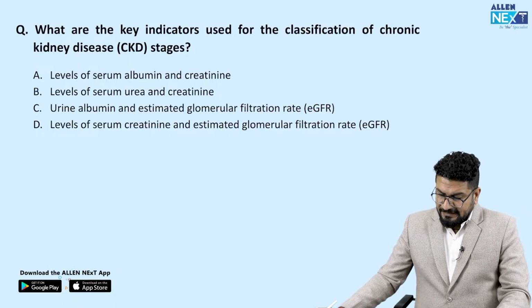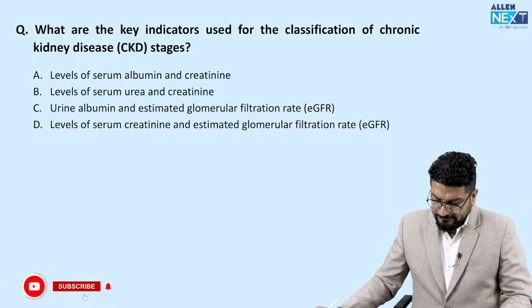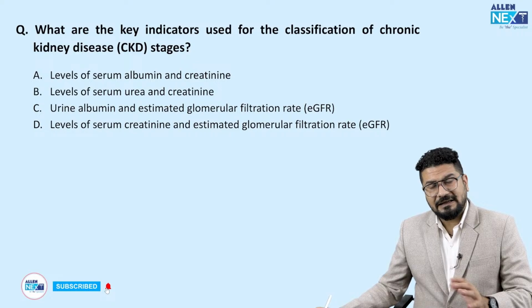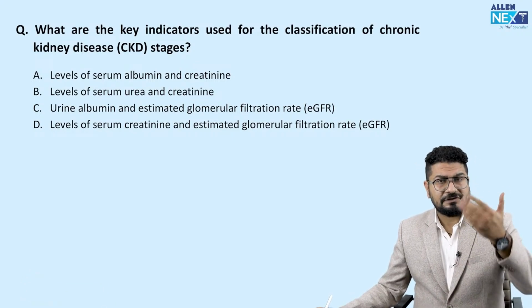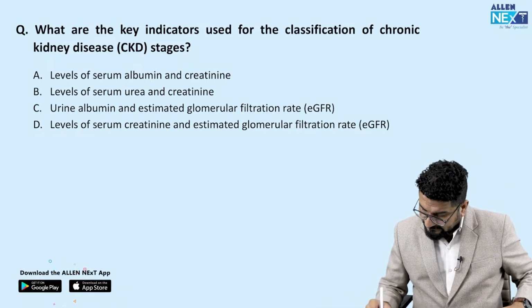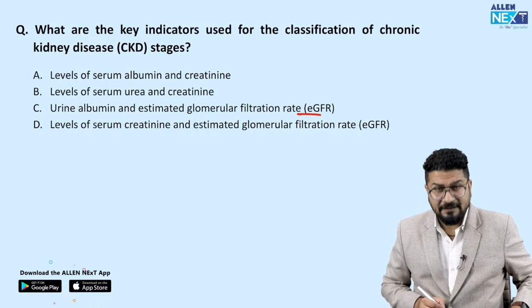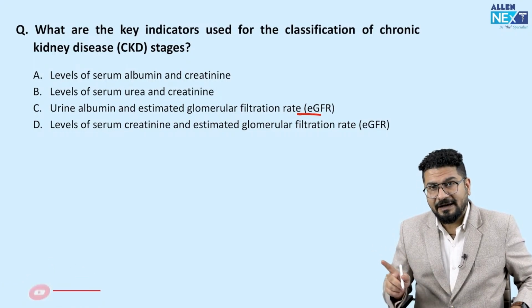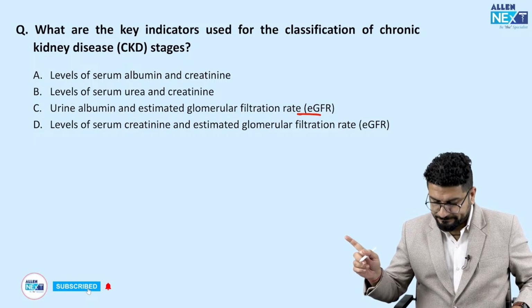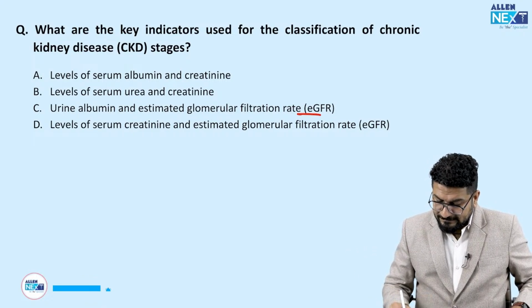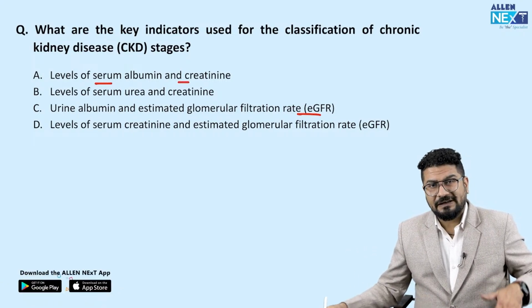Okay, what are the key indicators used for classification of CKD? So remember, for CKD we have a classification based on GFR. So eGFR is given somewhere, yes. And creatinine, no. Creatinine and urine output are used for AKI. Is it clear? Serum albumin and creatinine we use for HRS.